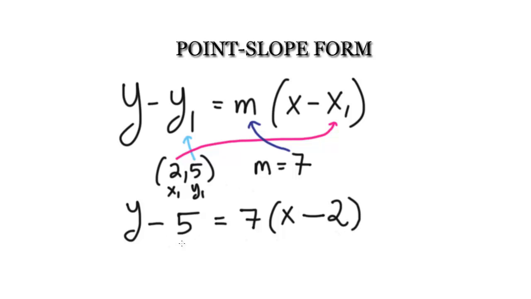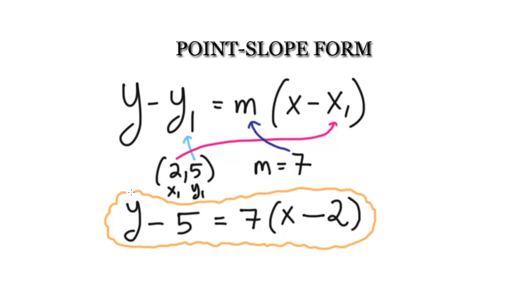Right, so we essentially wrote down the point-slope form of the line that has a slope of 7 and passes through the point (2, 5), and it's written out like this: y minus 5 equals 7 in parentheses x minus 2, and that is the point-slope form, and we're happy.